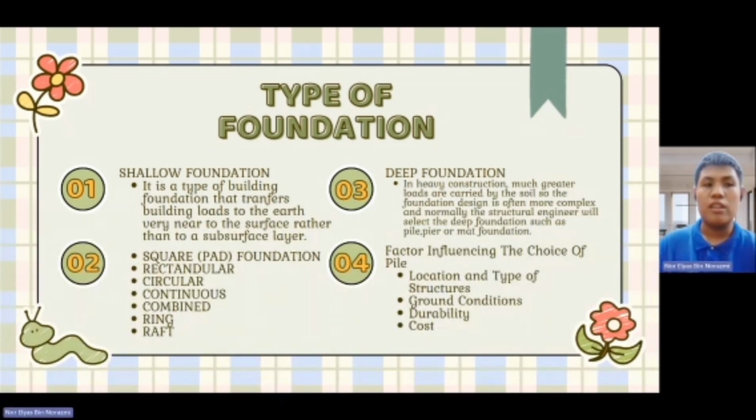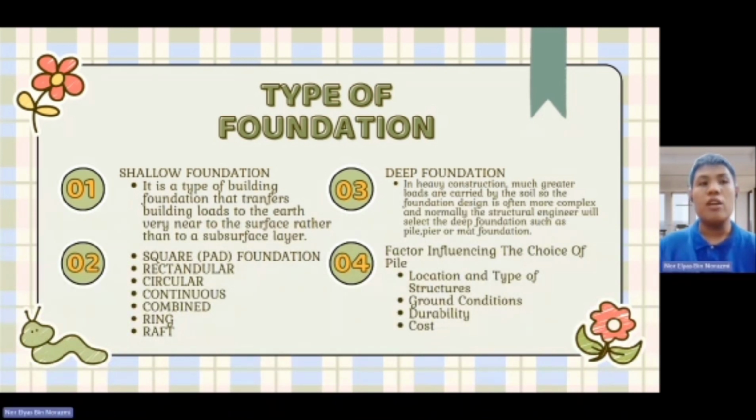Next, the second type of foundation is deep foundation. In heavy construction, much greater loads are carried by the soil, so the foundation design is often more complex, and normally the structural engineer will select a deep foundation such as pile, pier, or mat foundation. There are multiple factors influencing the choice of pile use. Number one is the location and type of structure. So we survey the type of structure and the total load of the project.